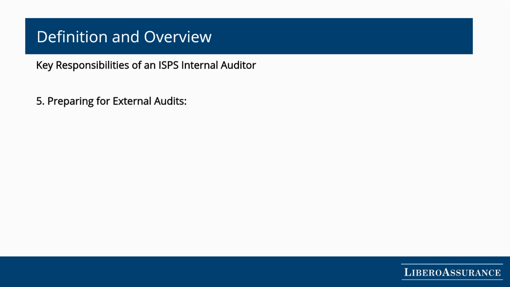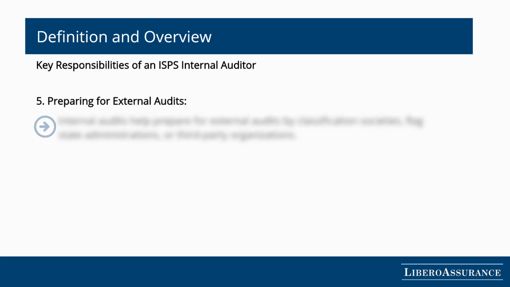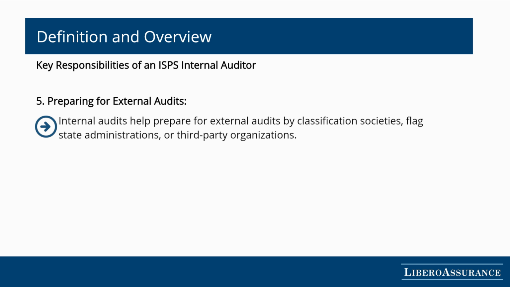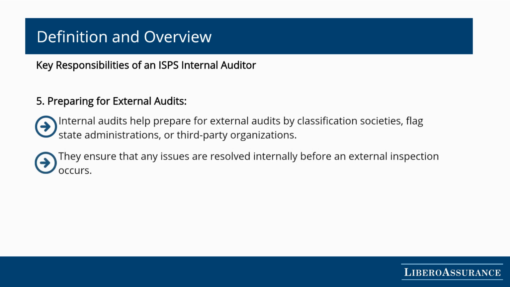5. Preparing for external audits. Internal audits help the company get ready for inspections by flag states, classification societies, or third parties. They ensure that any issues are fixed before the official audit takes place.